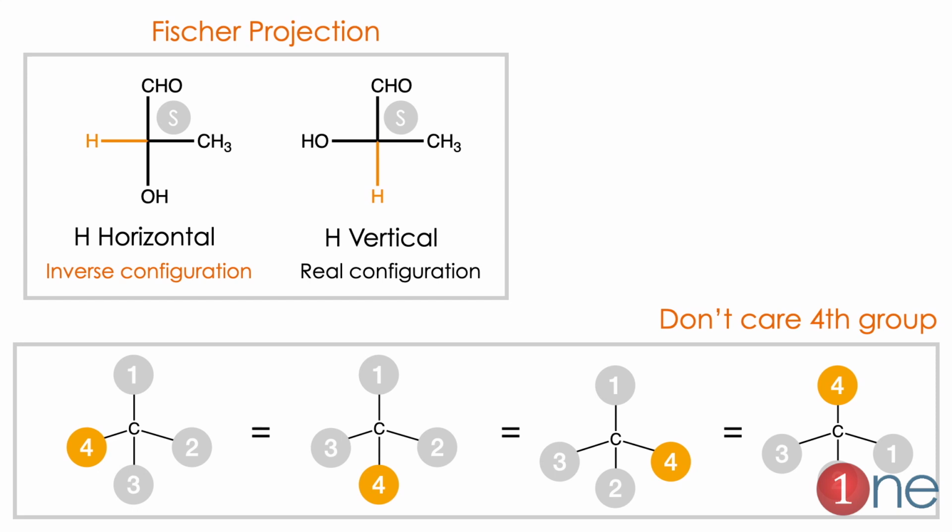Then you should not care about the fourth group. The meaning is the fourth group can be anywhere, but you should not bother. The fourth group can be between 1 and 3, or 2 and 3, or 1 and 2, anything, but we should not mind the fourth group. It will avoid confusion and simplify our configuration analysis.